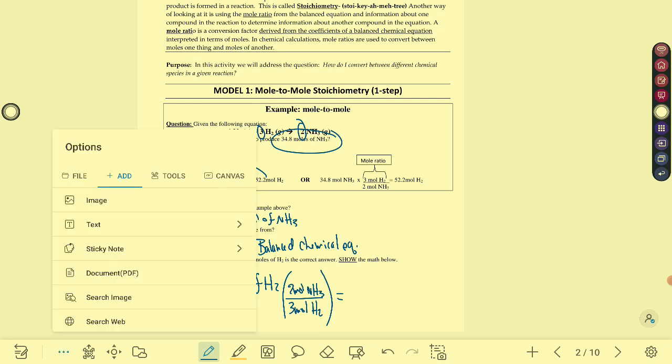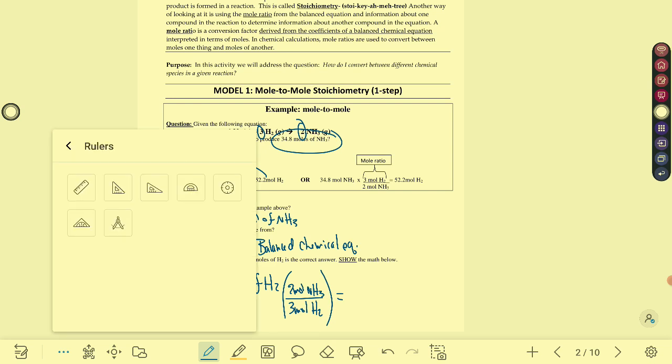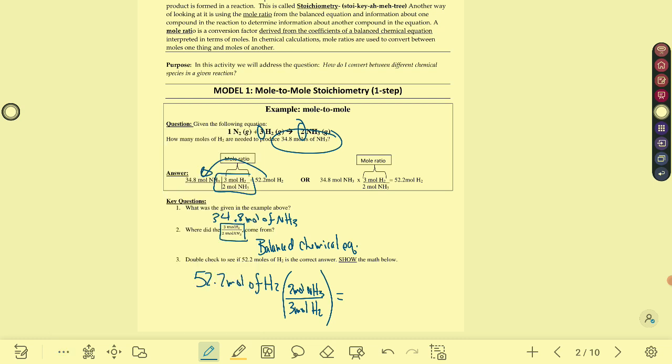I'm curious if I have a calculator tool. No, just rulers. Calc tool would be very handy.